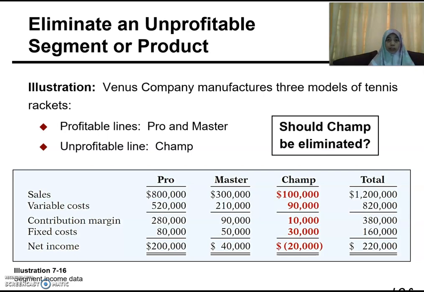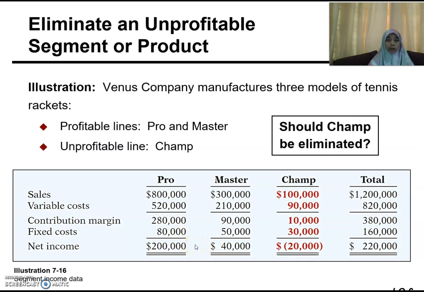This fixed cost you still have to incur if you eliminate Champ. So this 30,000 you will share between Pro and Master. Given in the question, if you eliminate Champ, this 30,000 will be shared by Pro and Master in the ratio of 2/3 and 1/3.